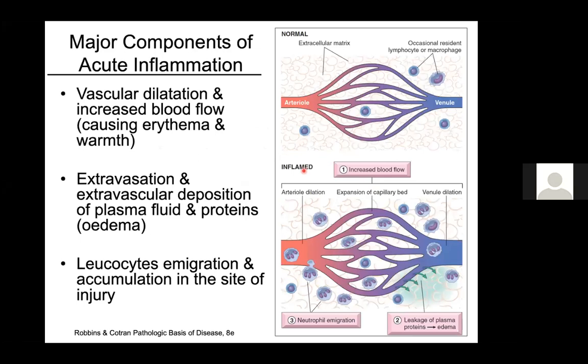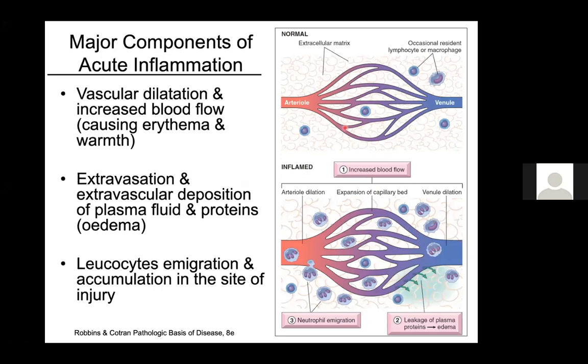The major components being vascular dilatation. This is just trying to show you the difference between inflamed and uninflamed vasculature. You can see the widening, or increase in the caliber, of the blood vessels, both the arterioles, the capillaries, and the venules. And this is what allows for slowing down of the blood flow. And then you get the rolling of the white blood cells, the adhesion, and then the transmigration.